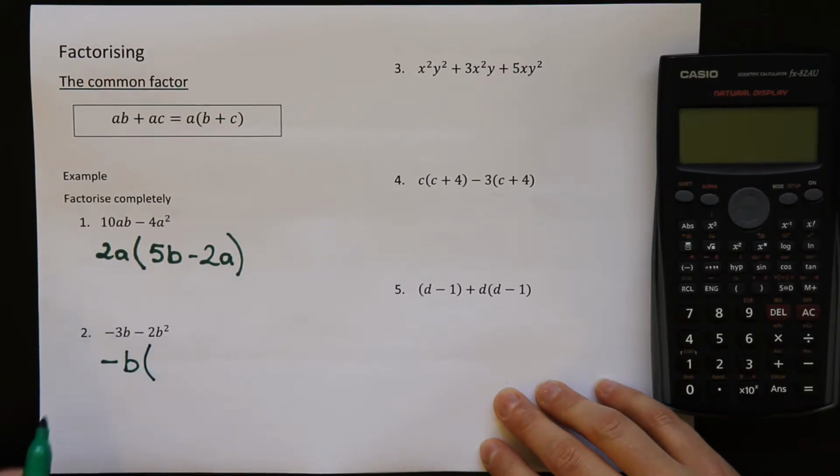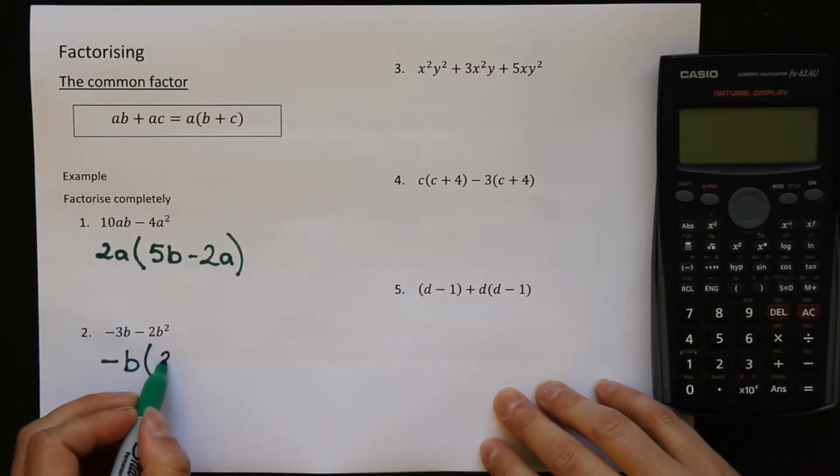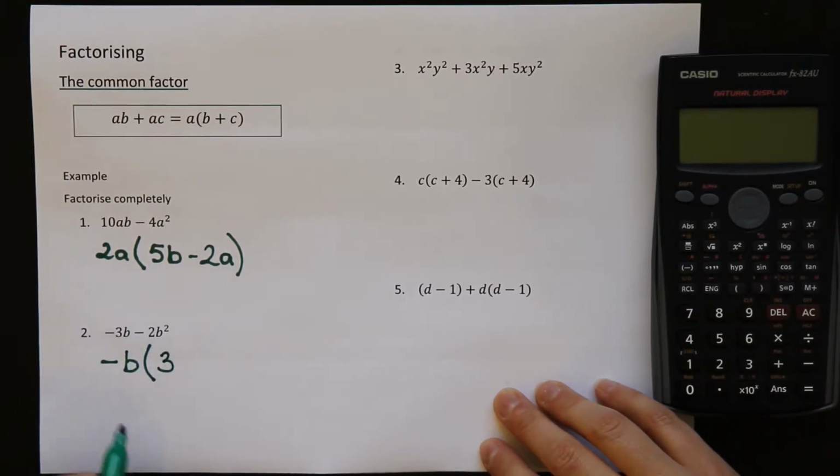Opening up the brackets, I've taken the minus sign out the front, I've taken a B out the front, so all that is left of that first term is the 3. In the second term I've taken the minus sign, which means it's going to change to a plus. I've taken one B out, so there'll be one B left inside the bracket.